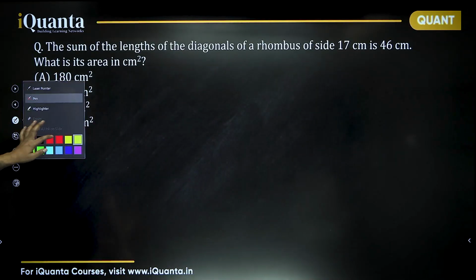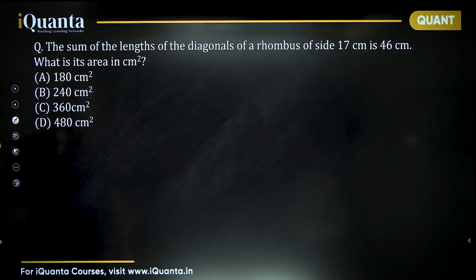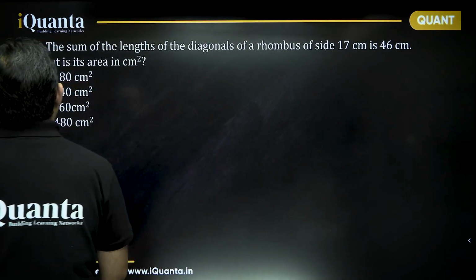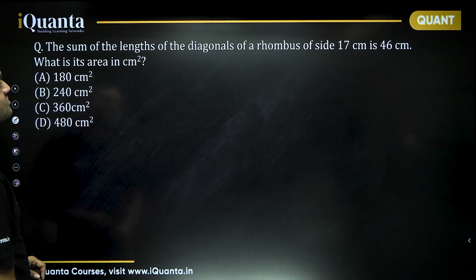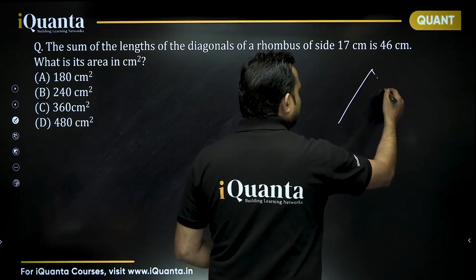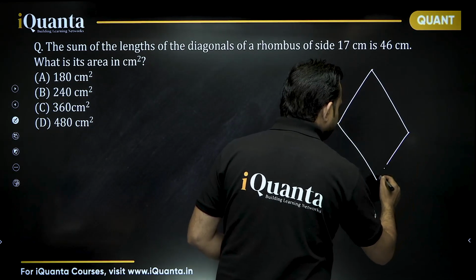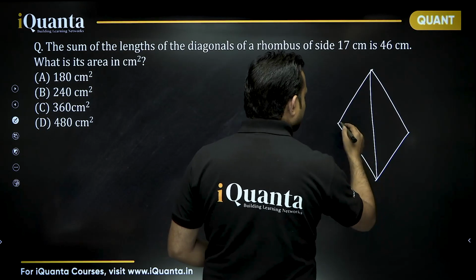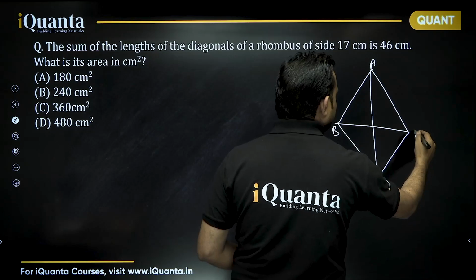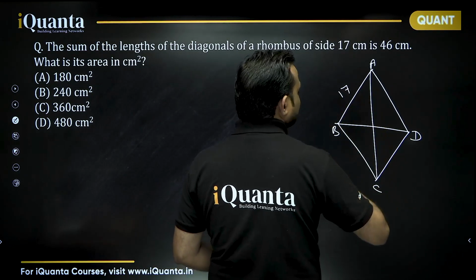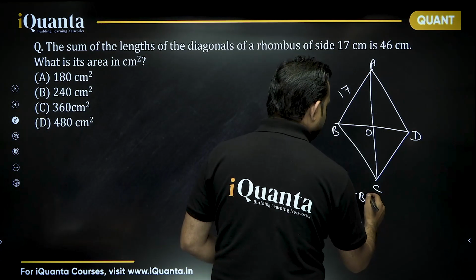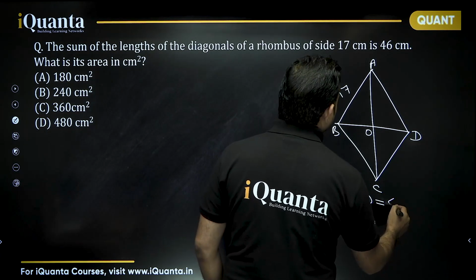Now, next question, which is based on rhombus. We will bring more questions on trapezoid later, but this question is on rhombus. It says the sum of the lengths of the diagonals of a rhombus of side 17 centimeter is 46. So basically, if we draw a rhombus ABCD, each side length is 17, and AC plus BD is equal to 46.